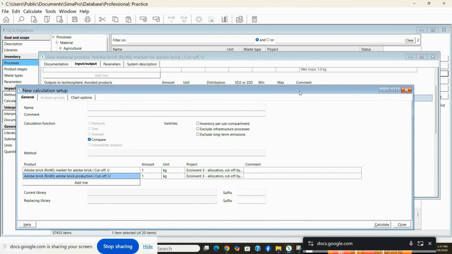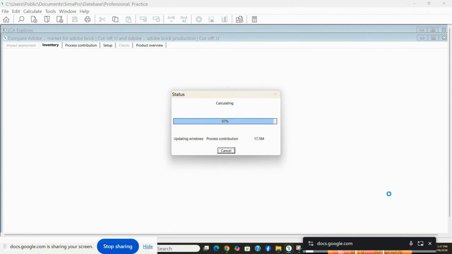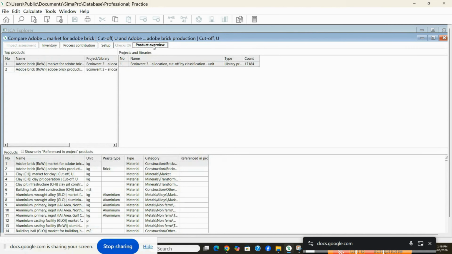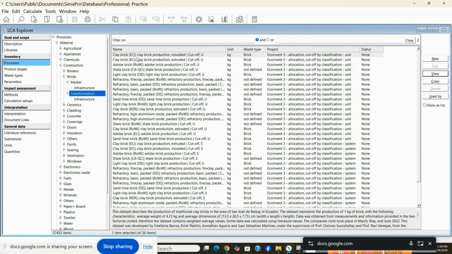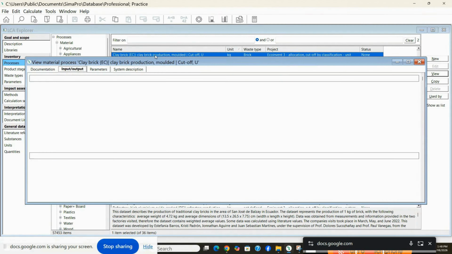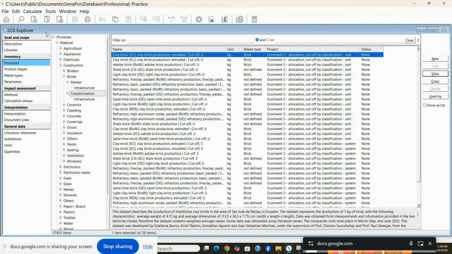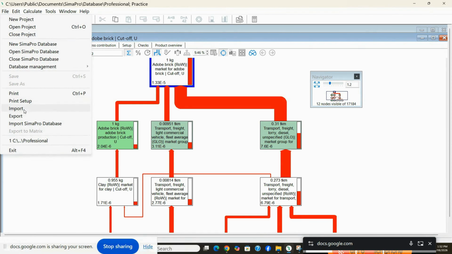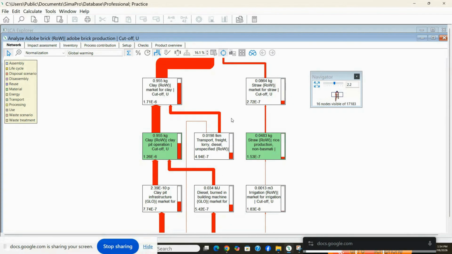Here, we can see an interesting difference. For almost all environmental impact categories, the market dataset shows a significantly higher environmental burden than the transformation dataset. But why is that? To understand the reason, let's look inside both datasets and identify which activities or processes are contributing to this additional burden in the market dataset. First, open the Adobe Brick market dataset again and generate the network diagram. Export the network diagram and save it to your desktop. Now, go back and open the Adobe Brick transformation dataset. Calculate the results and export its network diagram as well.